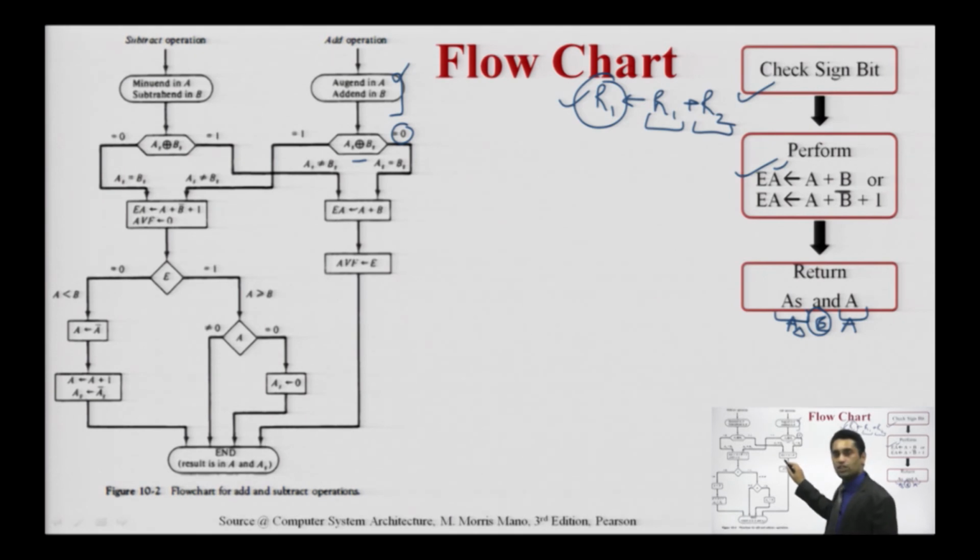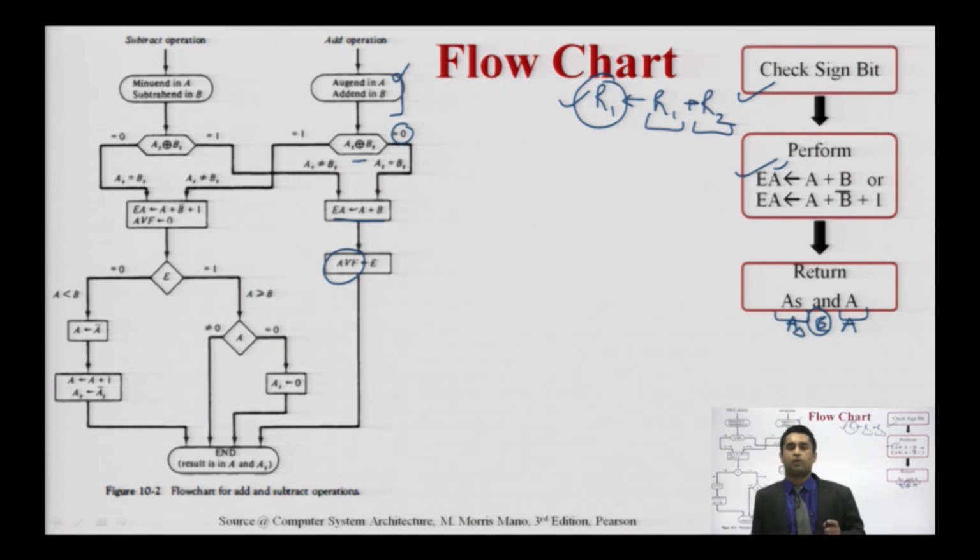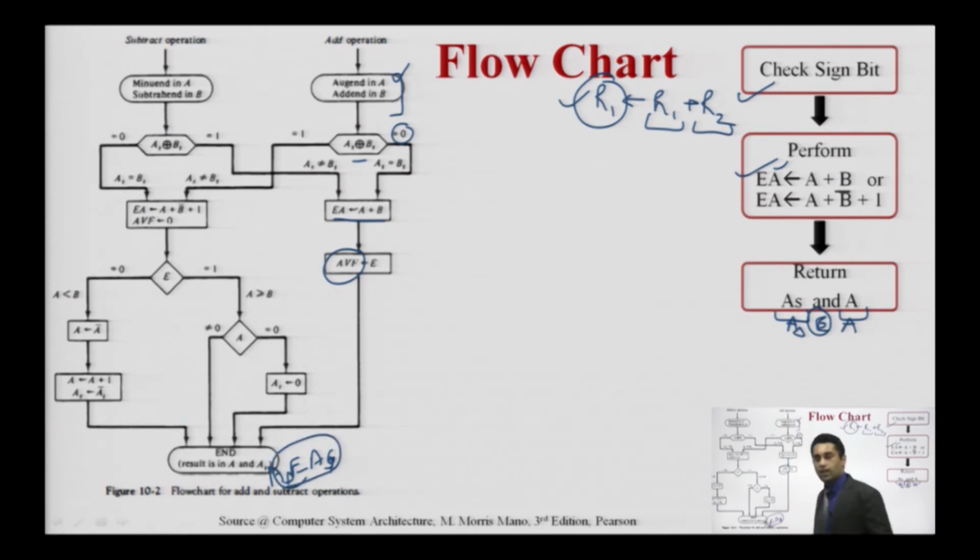In case of addition, A and B, two numbers are there and we are adding them as EA, meaning the result goes back to A, and if carry is generated, we call it arithmetic overflow. Arithmetic overflow is not an error, it's just a warning not to forget in the output that E is generated. So here the output is basically E, A, and here we have AS as the sign.